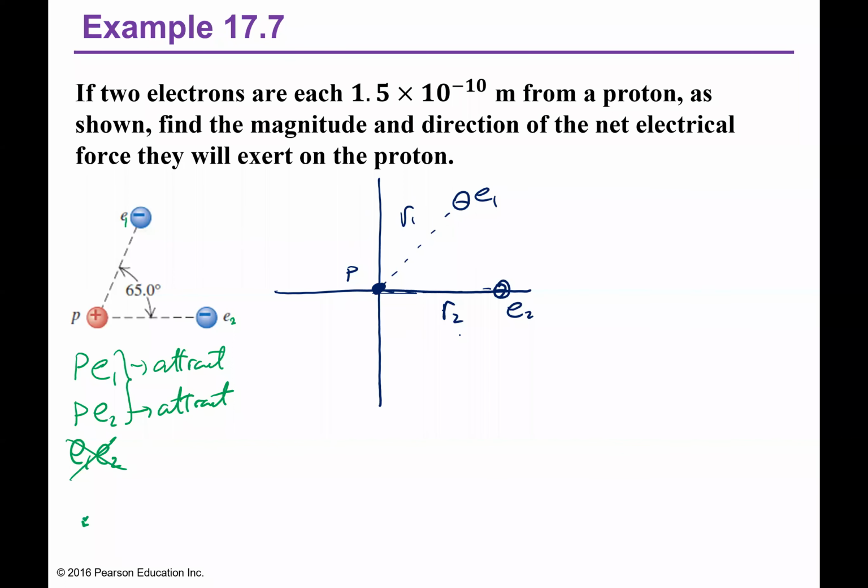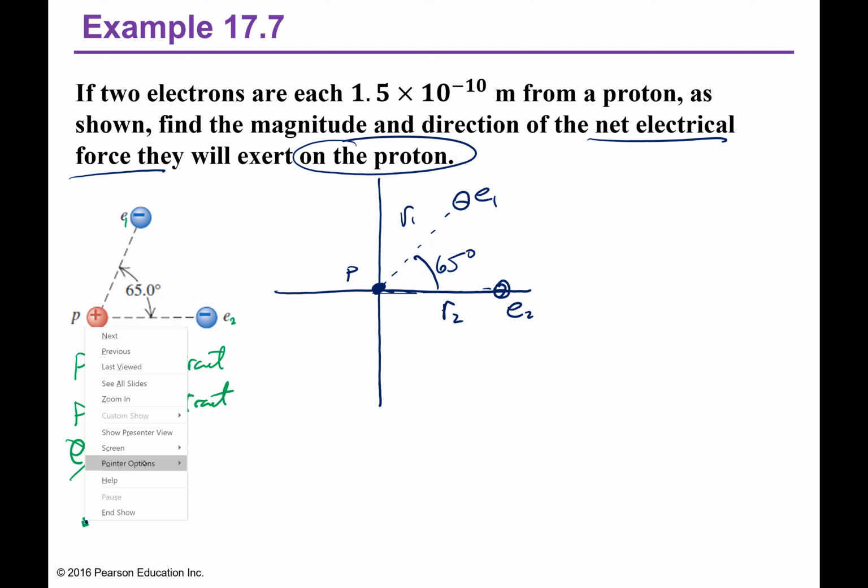All right. And we're given that this is 65 degrees. Remember, what I'm interested in here is the net electrical force on the proton. That means I'm only looking at the forces acting on the proton. And the forces acting on the proton are going to be two attractive forces, one toward E1, another one toward E2.